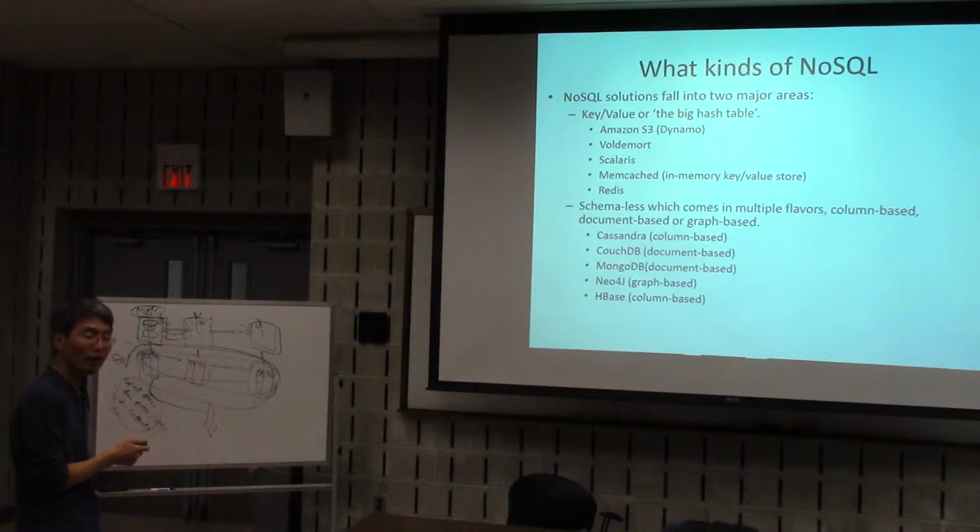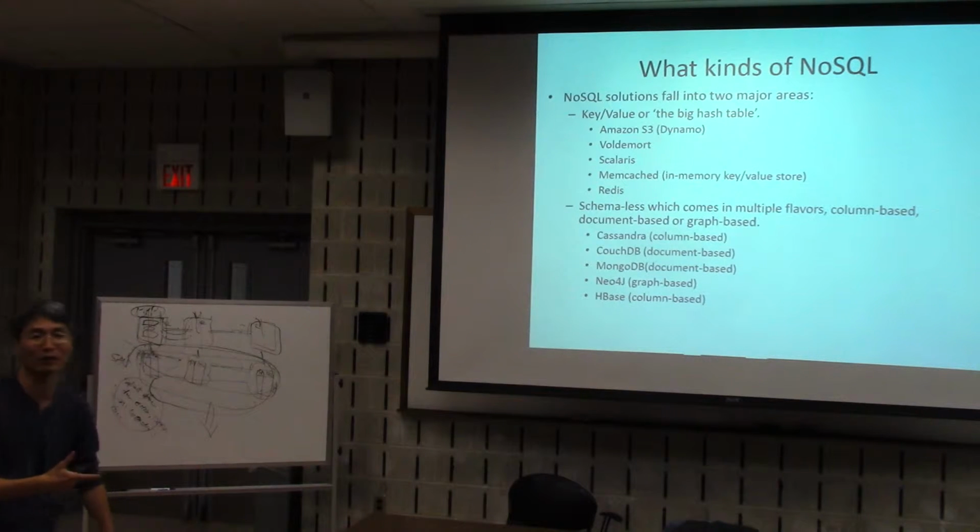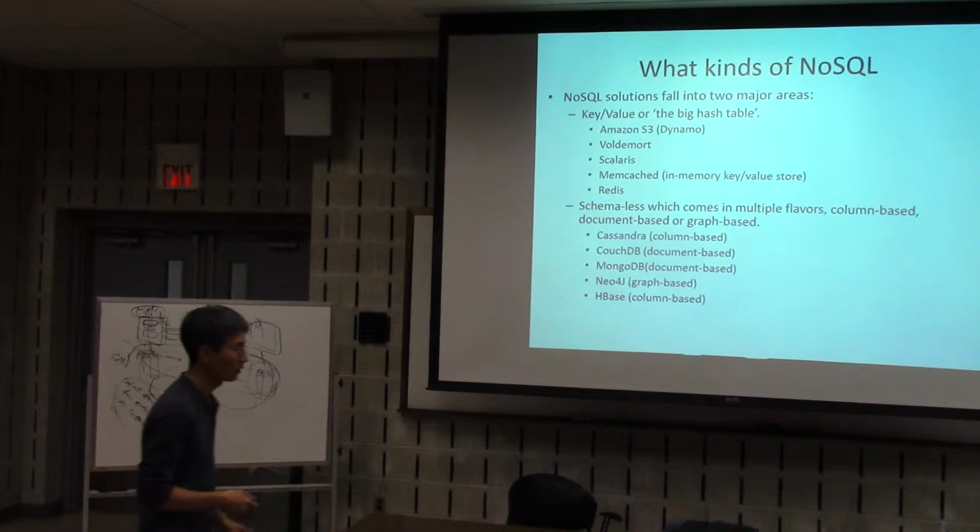And the more popular types of NoSQL database are schemaless, or sometimes called column-based or document-based. Cassandra is a column-based database. It's also a popular one. And MongoDB, probably you heard about MongoDB. This is very popular, document-based.